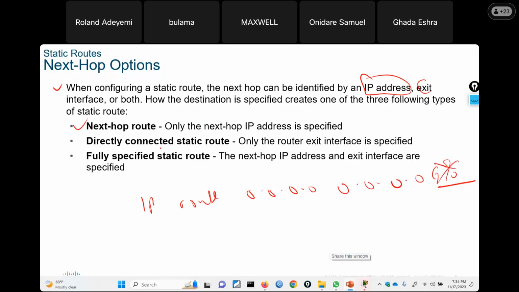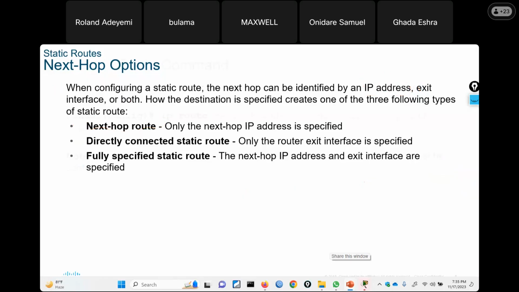So next hop route, that's the next hop IP address. Directly connected static route, only when you put the exit interface. And when they say fully specified static route, when you combine the two, the IP address and the exit interface, that's what they mean. The route is fully specified. But what we use most of the time is the next hop.